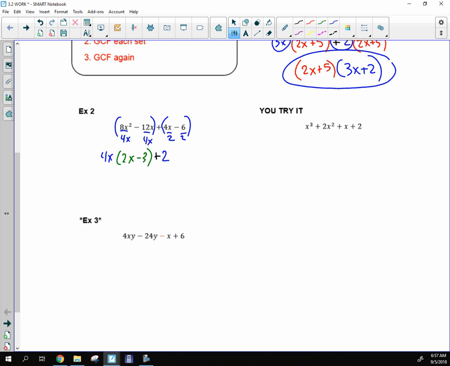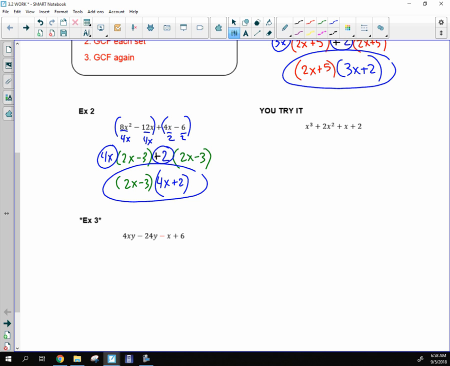And again, that's how you know you're on the right path. These parentheses should match. If they don't match, you did something wrong. So now we take out the 2x minus 3's as the GCF of each pair. And then the 2 that are in blue, they go into parentheses. So that's our answer. And like we talked about yesterday, it doesn't matter which parentheses you put first, as long as one parenthesis says 4x plus 2 and the other parenthesis says 2x minus 3.